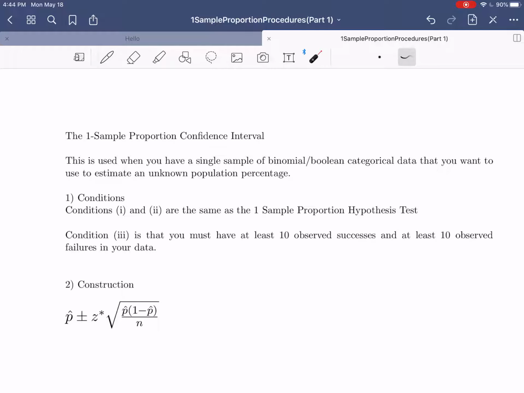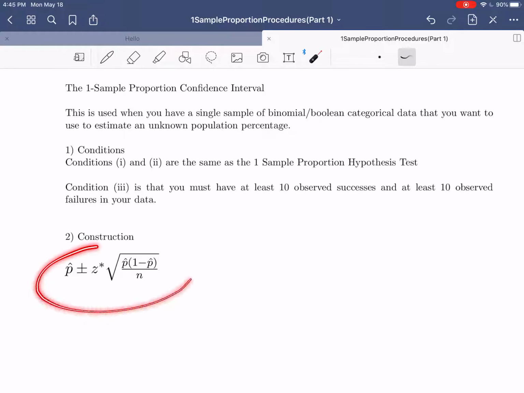So condition 3 is based more directly on the data. What condition 3 says is that you must have at least 10 observed successes and at least 10 observed failures in your data. What that basically means is that for whatever variable you're studying, remember we have the assumption that it's binomial or Boolean, so people either fall into the success category or the failure category. We have to make sure that we have at least 10 individuals who we counted as successes and at least 10 individuals who we counted as failures. In other words, we need to observe in our data at least 10 successes and at least 10 failures.